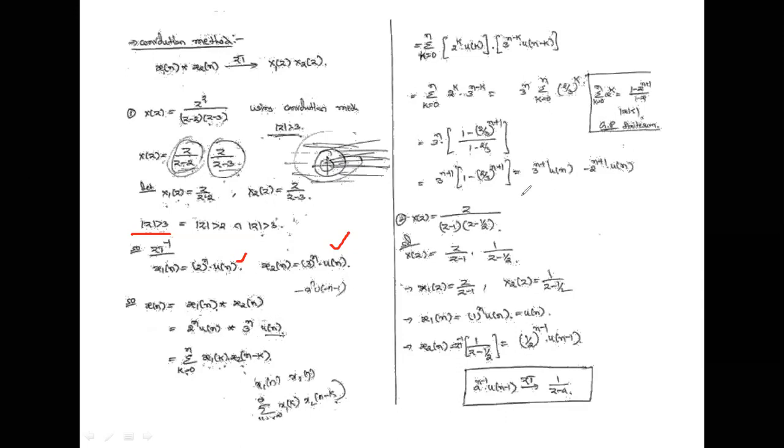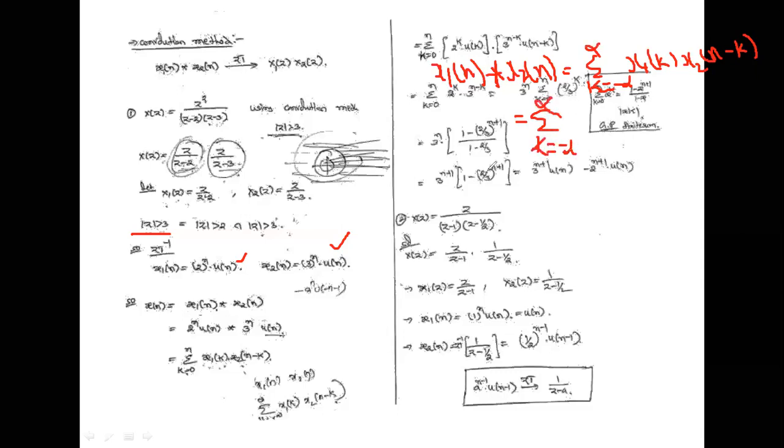According to the function X1 of n convolved with X2 of n, the formula is the sum of k equal to minus infinity to infinity, X1 of k, X2 of n minus k. This is the formula for the convolution of discrete-time functions. So sum of k equal to minus infinity to infinity. What is the first one? X1 of n, now changing the variable to k: 2 power k, mu of k.